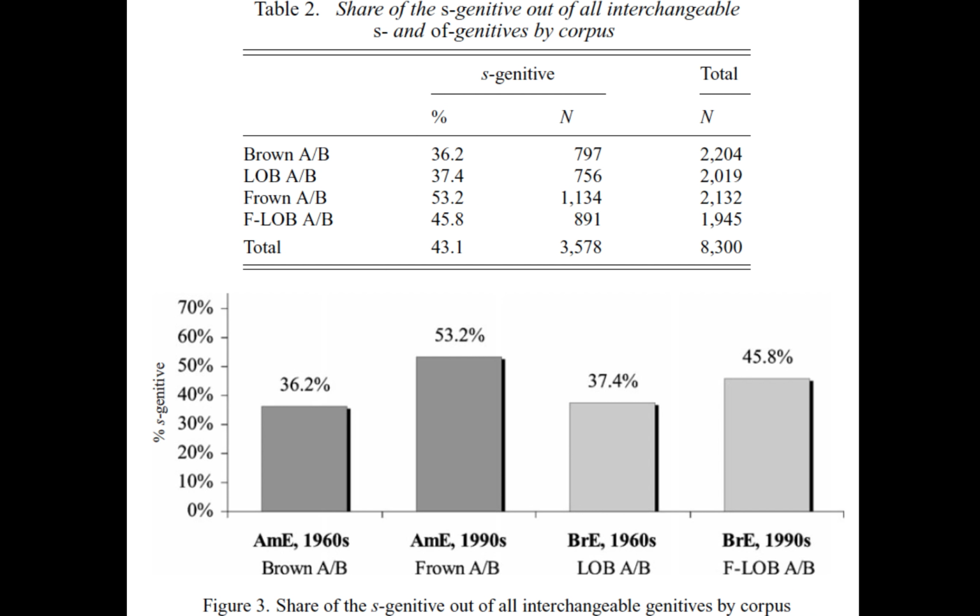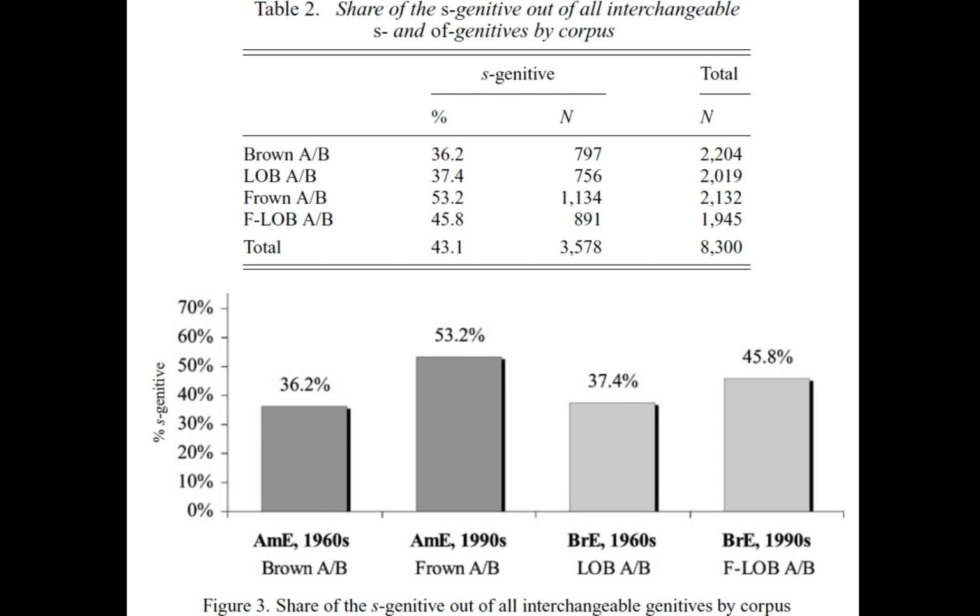So, I was going to talk about the change over time. The table above gives the same information that the bar chart below gives. It shows how both in American English, from Brown to Frown, and in British English, from LOB to FLOB, and this is just the press data, the frequency, the proportional share of the S genitive in this alternation increases.